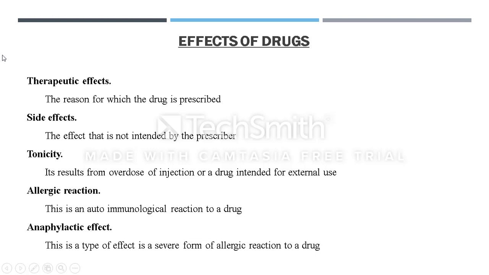Now, the first one we would like to talk about is the therapeutic effect. When we say therapeutic effect, we mean the reason for which the drug is prescribed. For example, when you take in paracetamol, let's say you have headache, fever, and you're expecting that the paracetamol will cure or reduce the fever that you are having. Then that is the therapeutic effect of the drug. So the therapeutic effect is the reason for which a drug is prescribed. That is the first effect of drugs.